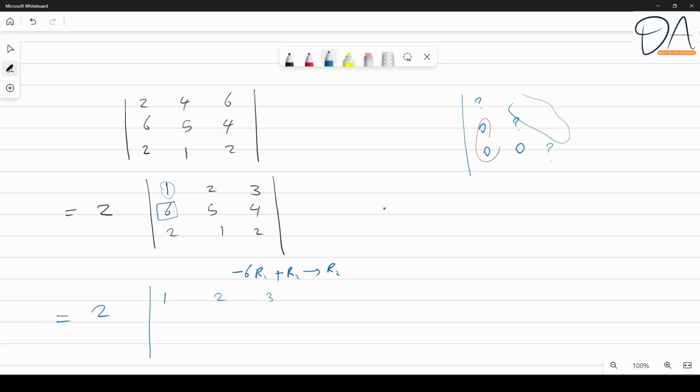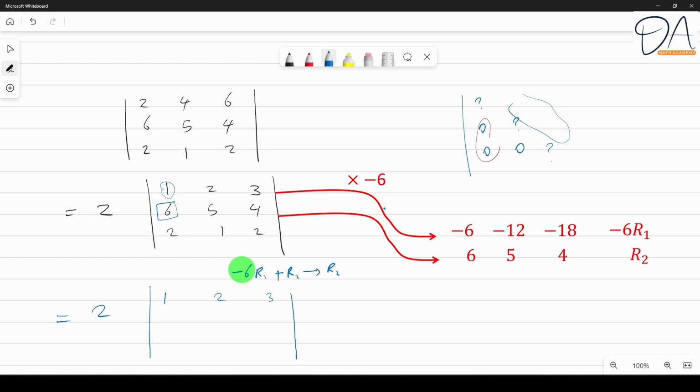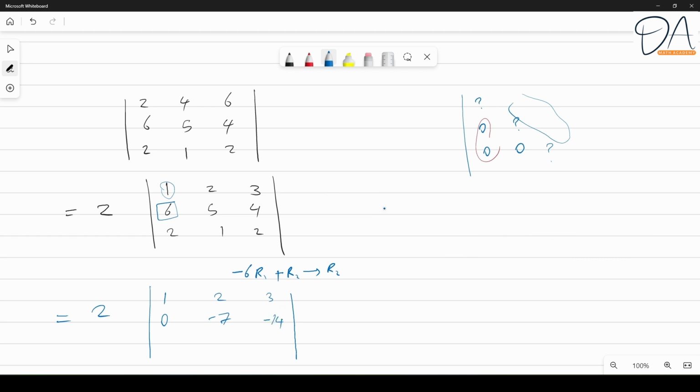So the first row will not be affected. We are not trying to modify the first row. Actually, we're trying to modify the second and third rows because we're trying to introduce zeros in these two rows. So minus 6 times 1 gives us minus 6, plus 6 gives us 0. As you can see, we are getting 0. If you are not getting 0, it means you did not do the right operation, so you need to look at another multiple. Minus 6 times 2 gives us minus 12, plus 5 gives us minus 7. Minus 6 times 3 gives us minus 18, plus 4 gives us minus 14. So we introduced the first 0.